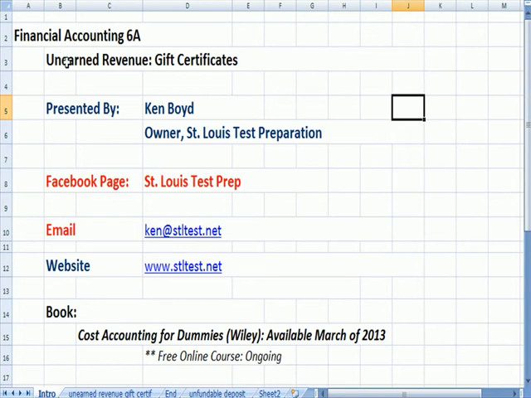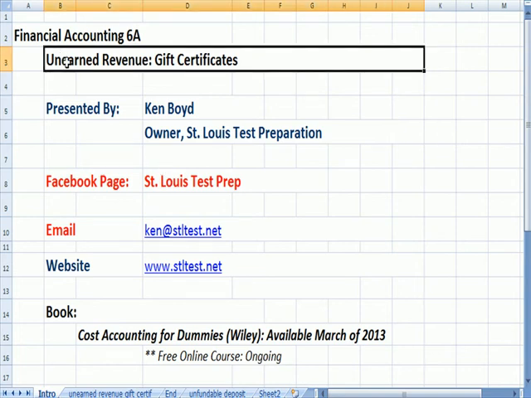Financial Accounting 6A, Unearned Revenue, Gift Certificates, and we'll also cover Liabilities.